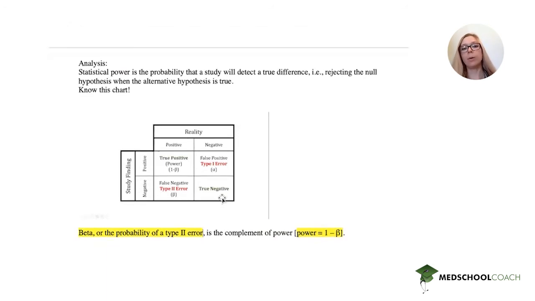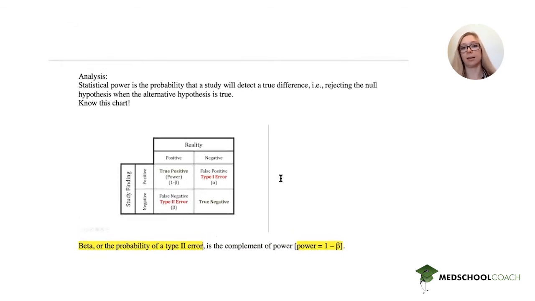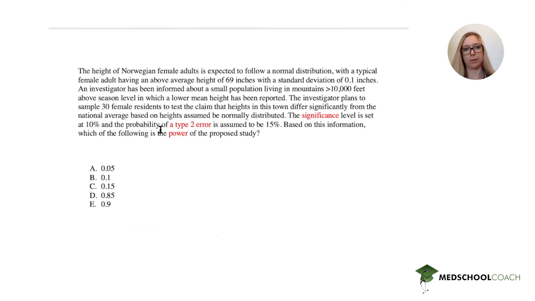Okay, what we care about is this column right here. We care about the reality. So let me remind you, power is 1 minus beta. And beta is the same thing as a false negative or a type 2 error. So what is our question asking? I already forgot at this point, so let's go back and review. We're wondering about the power of the study. And here's that word type 2 error.